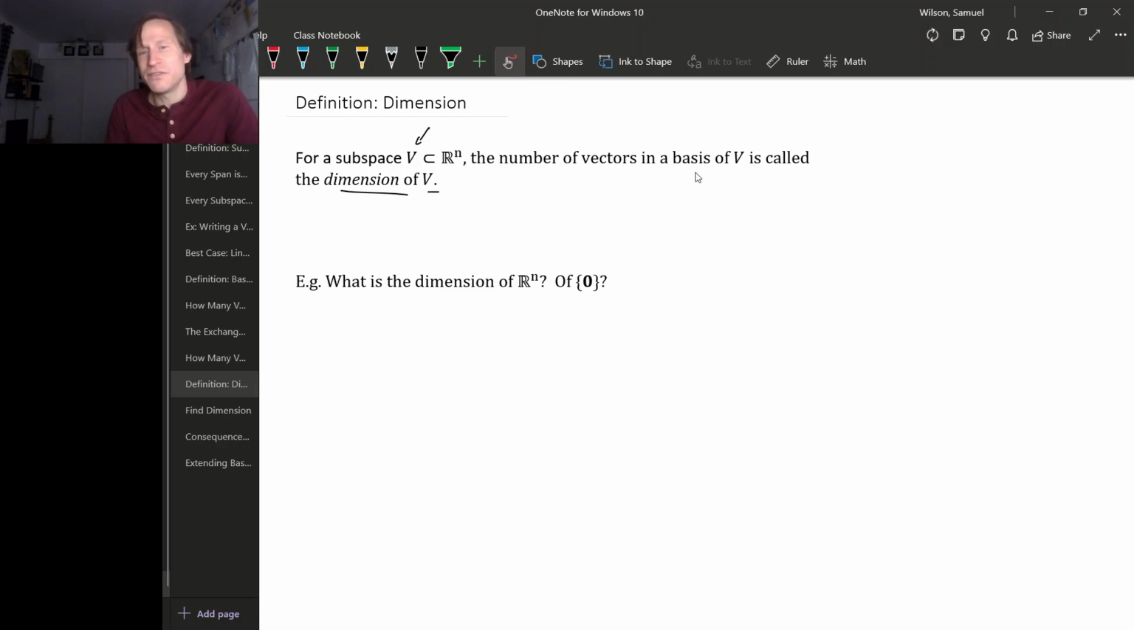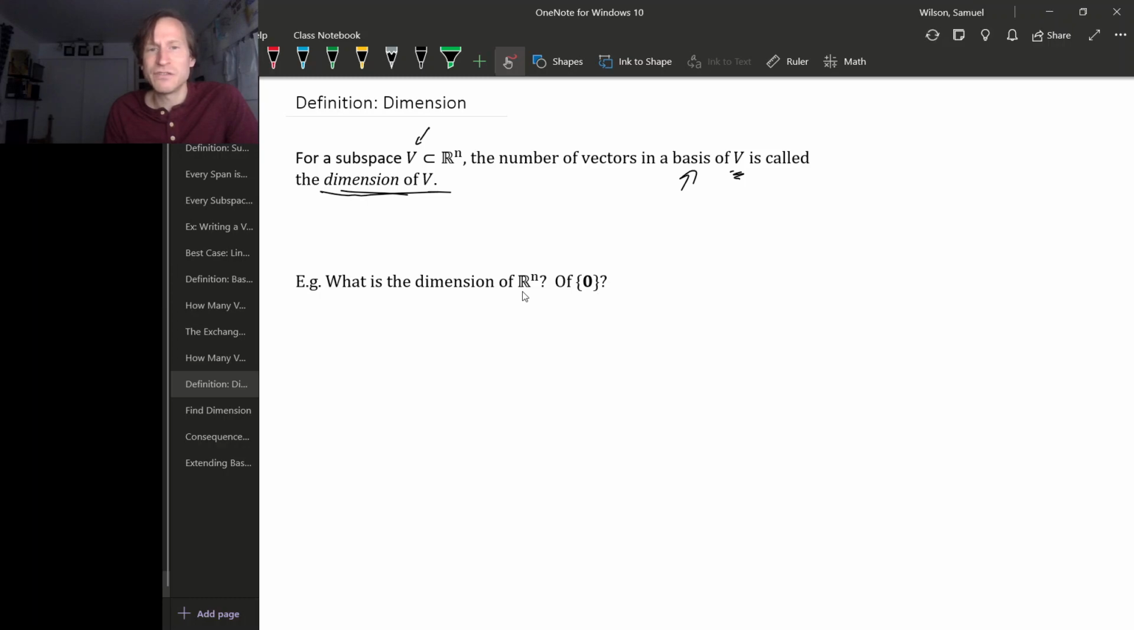And this is well defined because we just proved that no matter which basis you choose, it will always have the same number of vectors in it as any other basis. And also we've proved that every subspace has a basis. So any basis will have the same number of vectors as any other basis, and so we call that number the dimension of V. Just to get a handle on this, let's look at two quick examples.